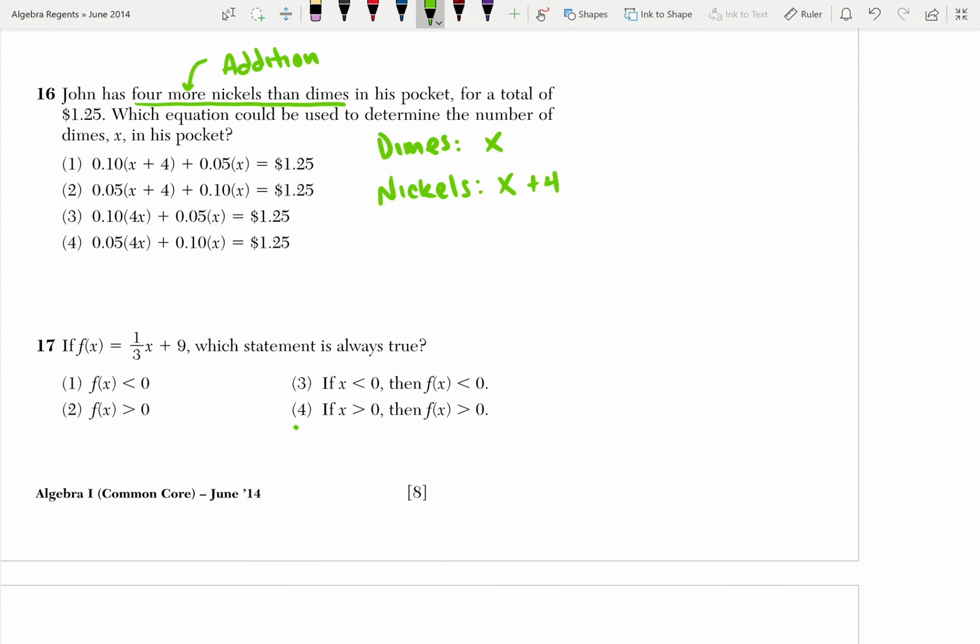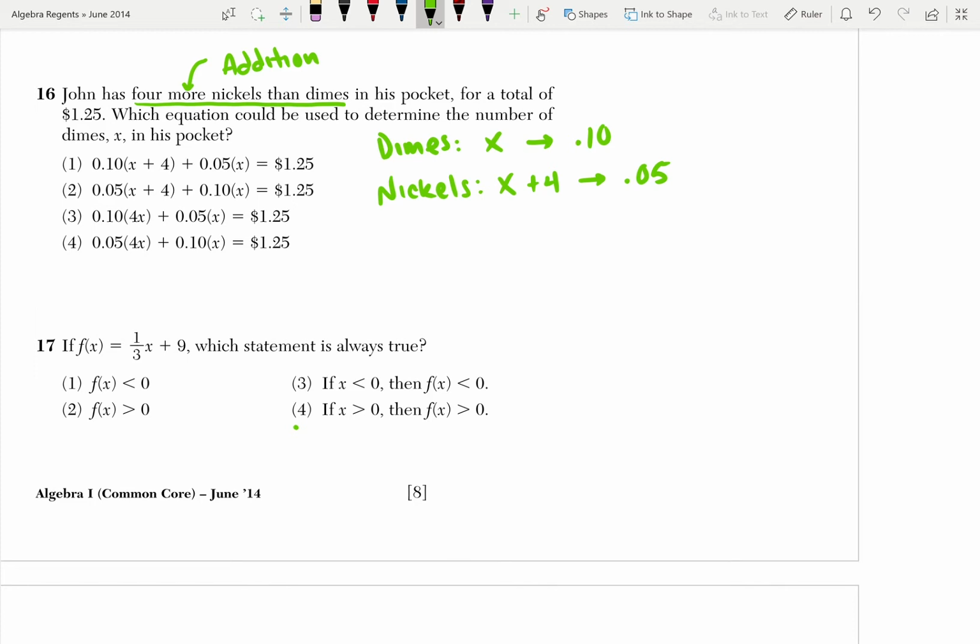nickels. Okay, so x is the amount of dimes he has, so in our equation we should see that number associated with 0.10, 10 cents. And he has x plus 4 nickels, so we should see that expression associated with 0.05, 5 cents. Okay, so let's look at our answer choices.